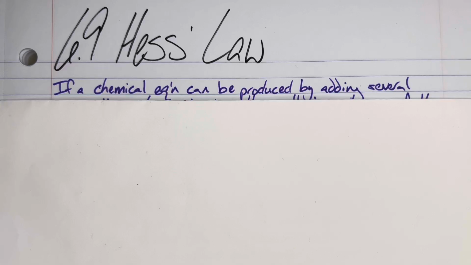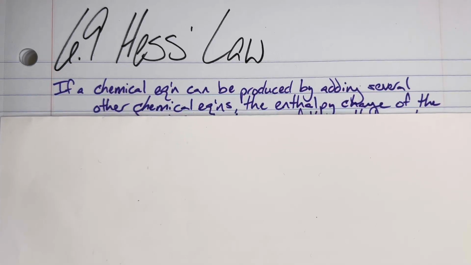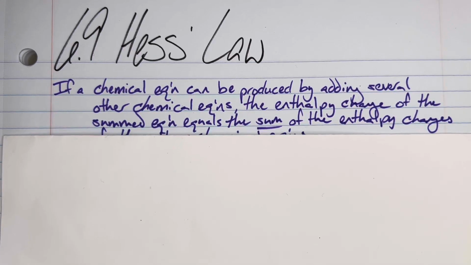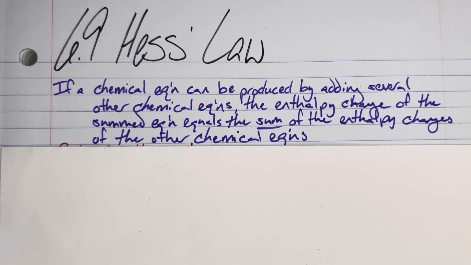AP Chemistry Unit 6.9 Hess's Law. If a chemical equation can be produced by adding several other chemical equations, the overall enthalpy change of the summed equation equals the sum of the enthalpy changes of the other chemical equations.